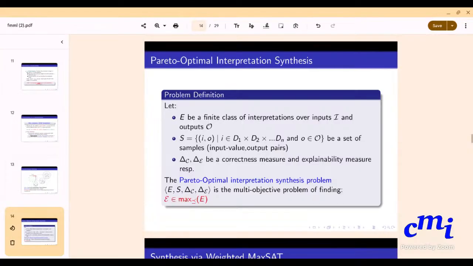Here, the only thing is I'll say let E be the set of all interpretations over inputs I and O. It's a set of all interpretations, and that set is finite, for the reasons you already said. The only change I'll make is to let it be the set of all interpretations, which is finite. Yes, that would be a better way.